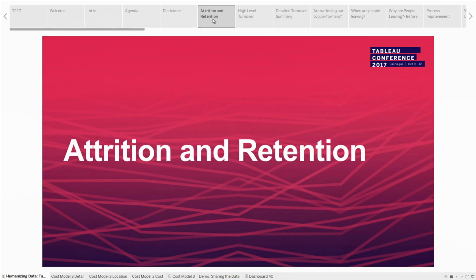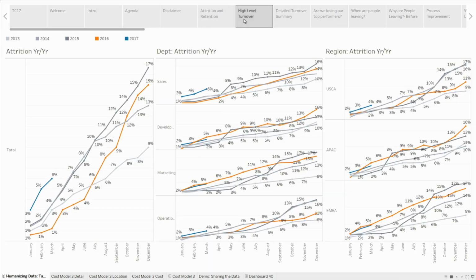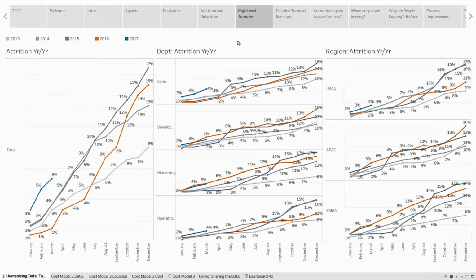So let's jump into the first story around attrition and retention. So this first dashboard is going to look familiar to most of you in the room, which is kind of year to date, that high-level snapshot of how our turnover compares to previous years for the company, for departments, and for region. So what we saw earlier this year is 2017 is this dark blue color here. We were seeing higher turnover.